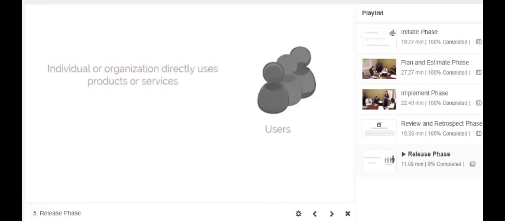Customer. The customer is the individual or the organization that acquires the project's product, service, or other result. For any organization, depending on the project, there can be both internal customers, that is, within the same organization, or external customers, that is, outside of the organization. Users. Users are the individual or the organization that directly uses the project's product, service, or other result. Like customers, for any organization, there can be both internal and external users. Also, in some industries, customers and users may be the same.